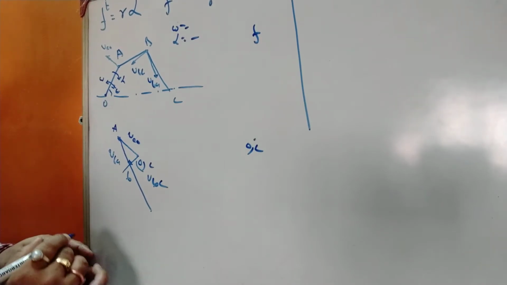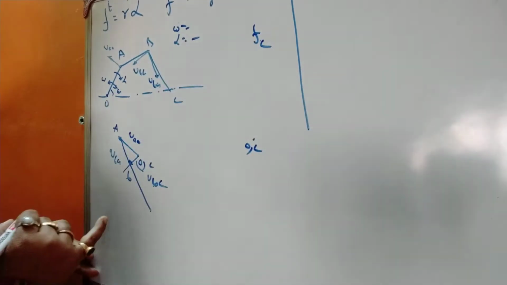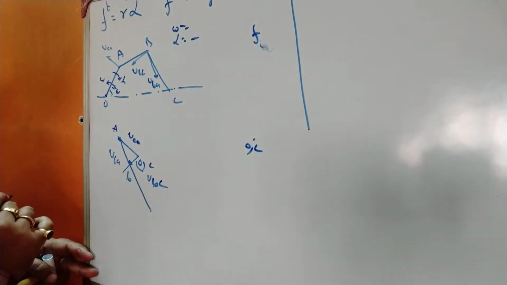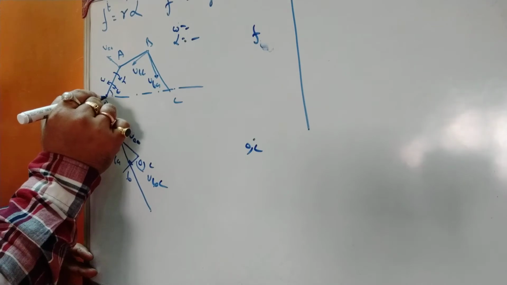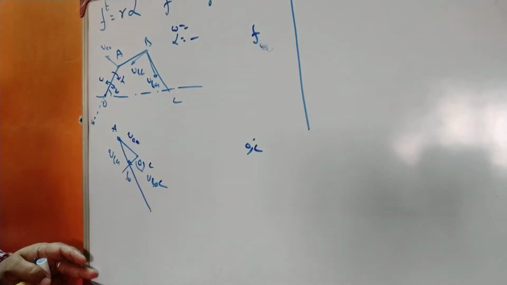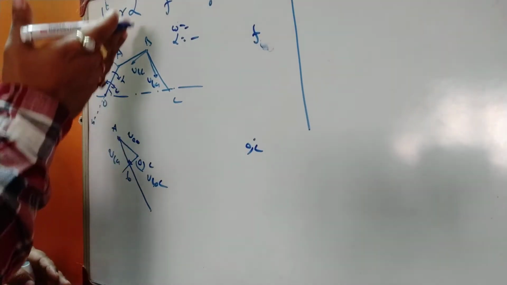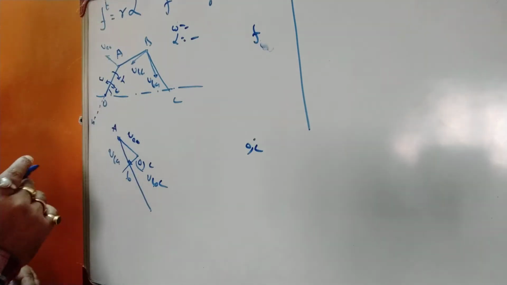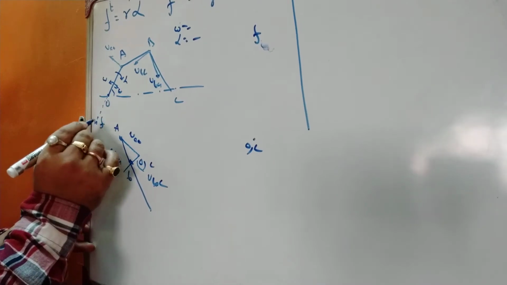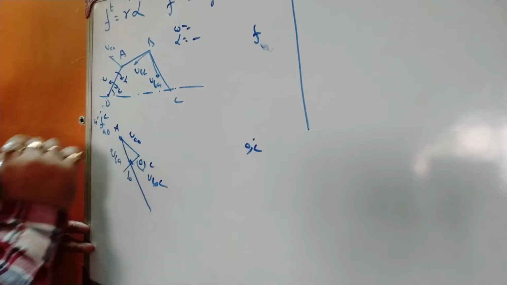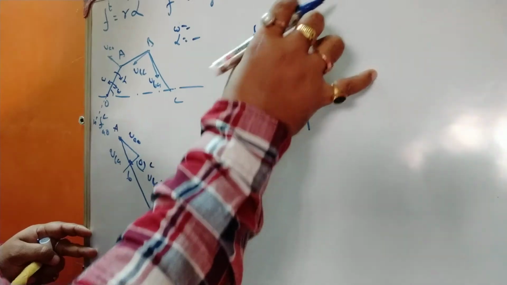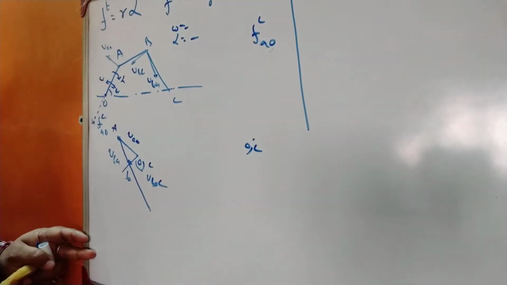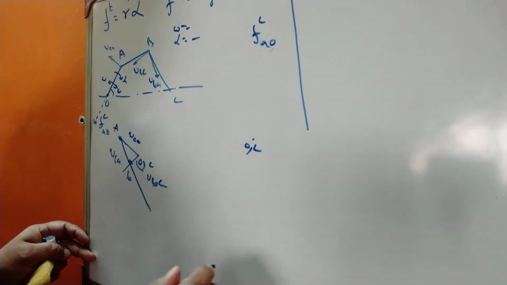First of all, centripetal acceleration of A with respect to O. Centripetal acceleration of A with respect to O, this should be in this direction. Centripetal acceleration always should be towards, along the linkage. So this is my centripetal acceleration of A with respect to O.